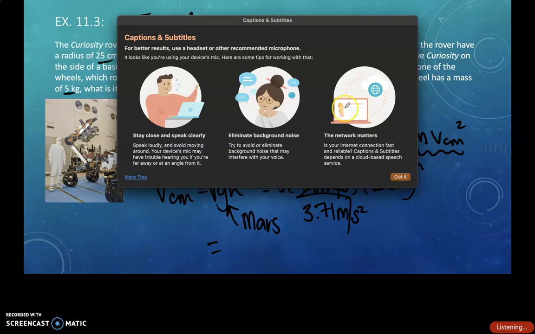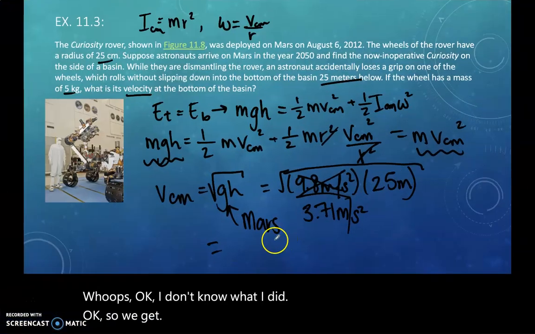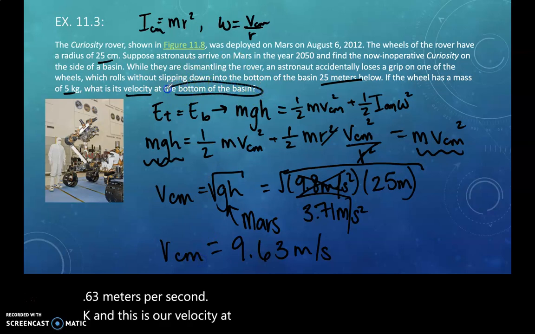Whoops. Oh, okay. I don't know what I did. Okay, so we get 9.63 meters per second, and this is our velocity at the bottom of the basin.